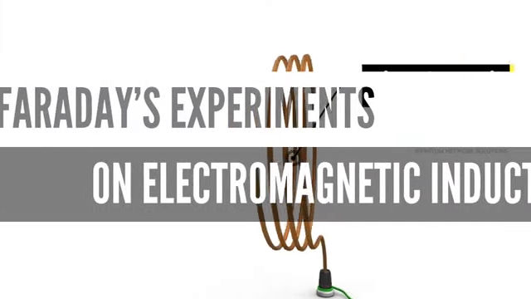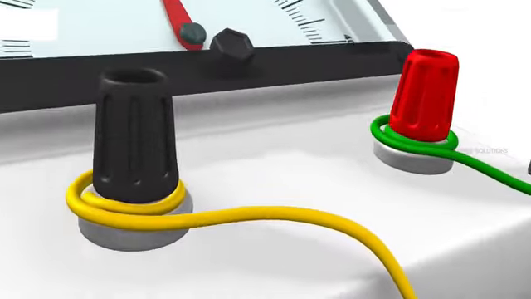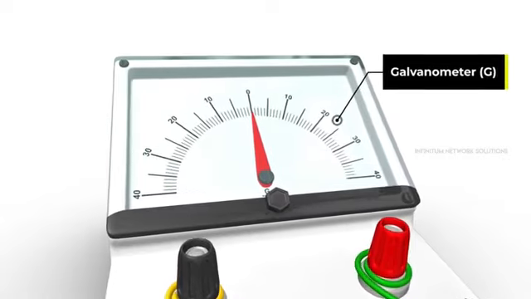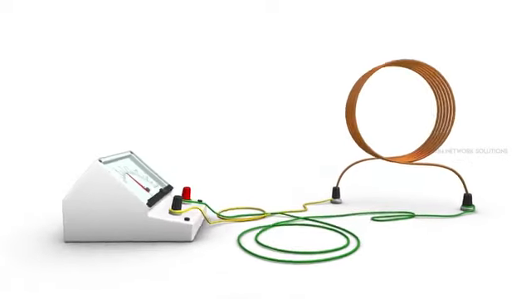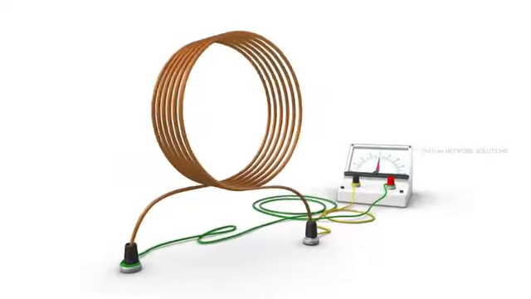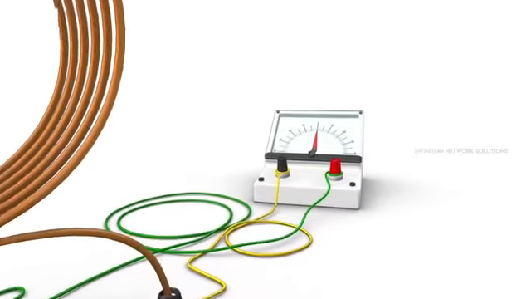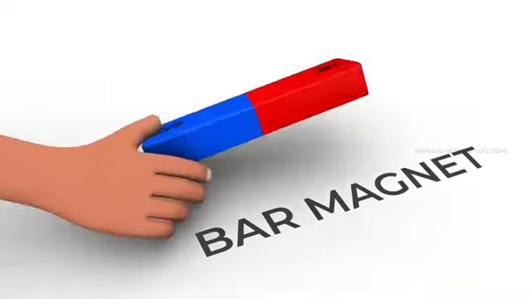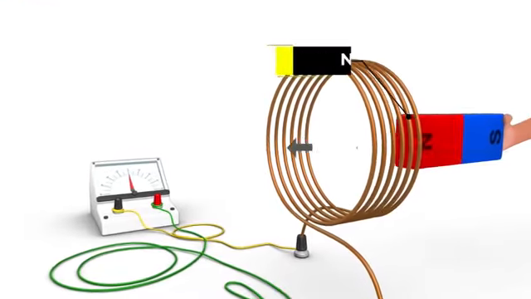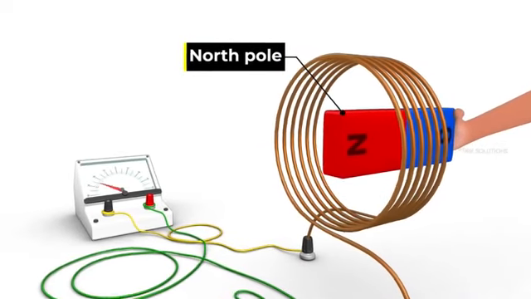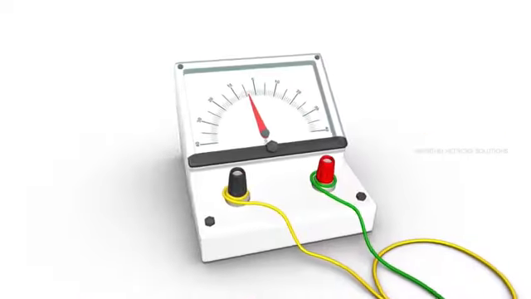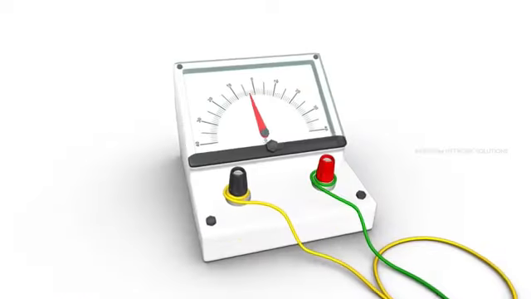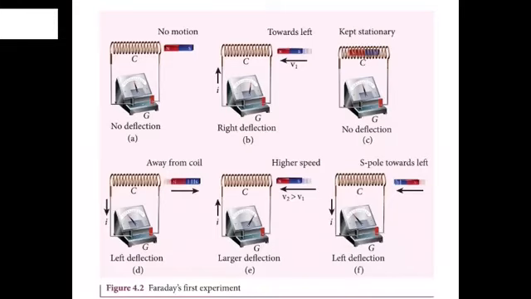Faraday's experiment on electromagnetic induction. First experiment. Consider a closed circuit consisting of a coil C of insulated wire and a galvanometer G as shown in the figure. The galvanometer does not indicate deflection as there is no electric current in the circuit. When a bar magnet is inserted into the stationary coil, with its north pole facing the coil, there is a momentary deflection in the galvanometer. This indicates that an electric current is set up in the coil.